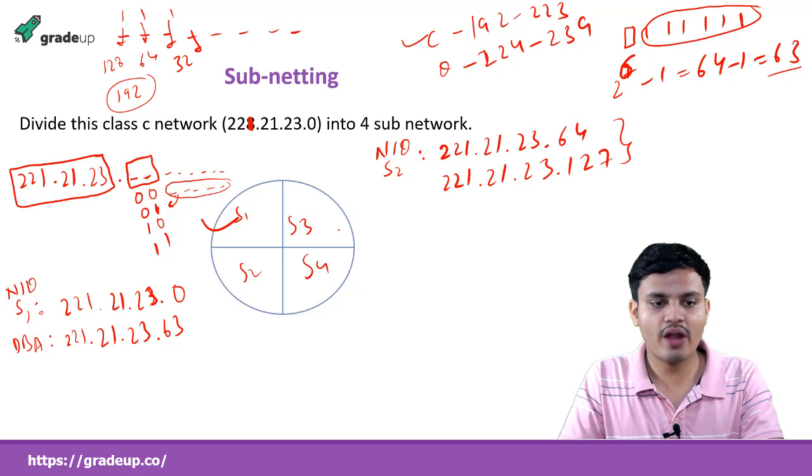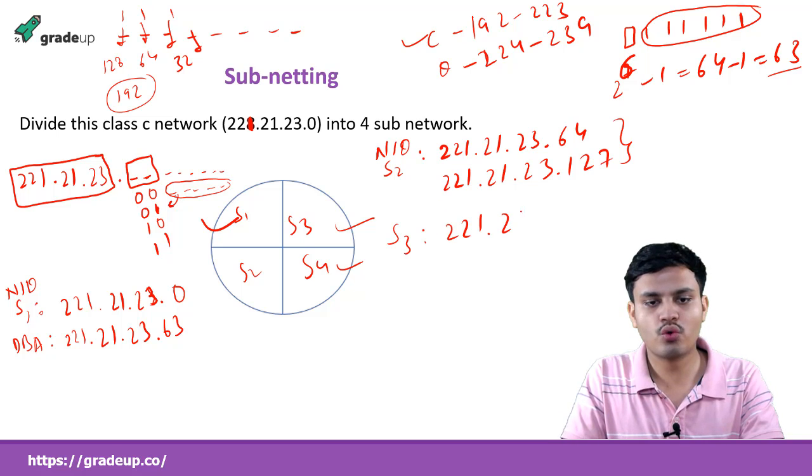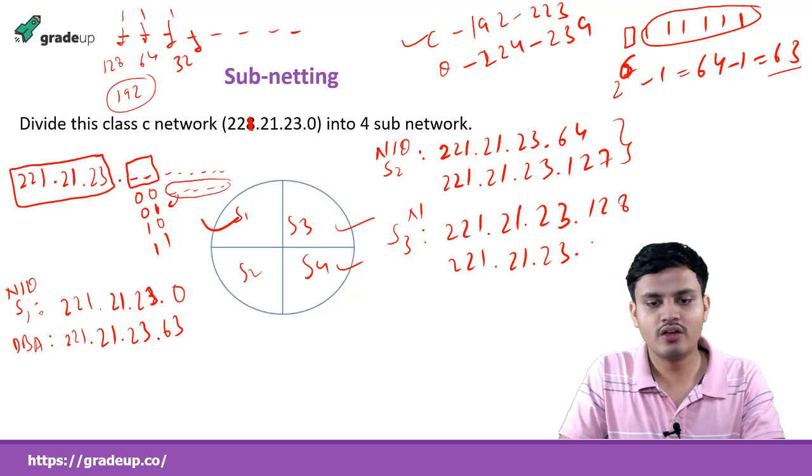So for S3 try to find it, and S4 try to find it. It is easy. S3: 221.21.23.128 will be the network ID, and the broadcasting address will be 221.21.23. We have to get all ones, so it will be 191. Try it and you will get it.